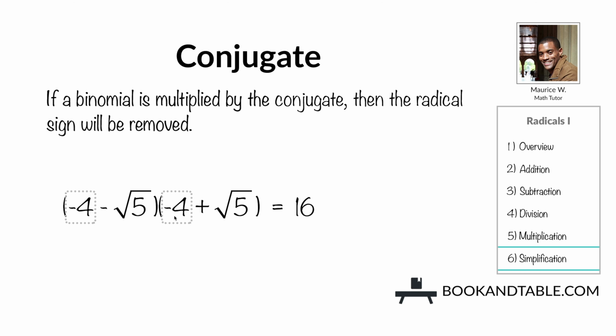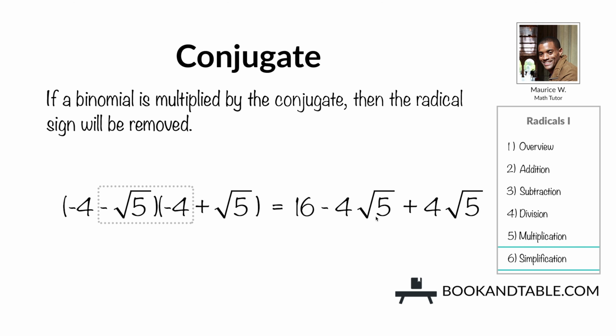But first, let's just look at what happens when we multiply two conjugates. We're looking for the radical sign to be removed. So let's say you're multiplying negative 4 minus radical 5. Multiplying it times the conjugate, we just change the sign to positive. Negative 4 times negative 4, we're using the FOIL method, gives you 16. Negative 4 times positive radical 5 gives you negative 4 times 1, which is negative 4 radical 5.